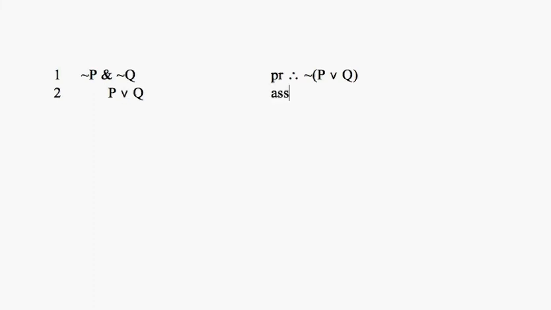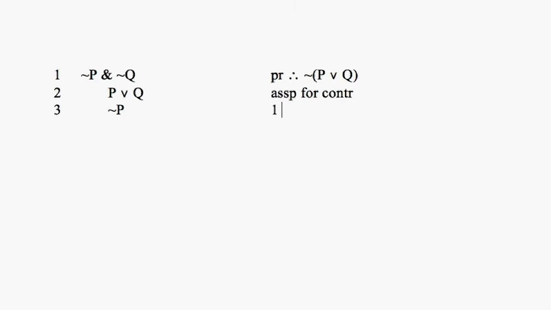That's an assumption for contradiction, and we're going to show that this leads to an absurdity. This leads to a contradiction. Now we can go ahead and do the simplification steps. We could have done them before, but we'll do them now.